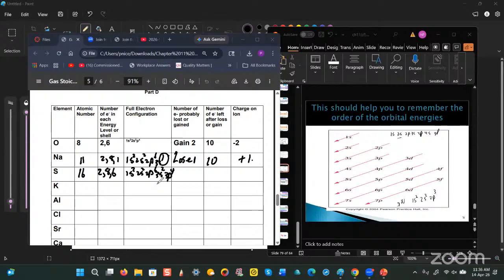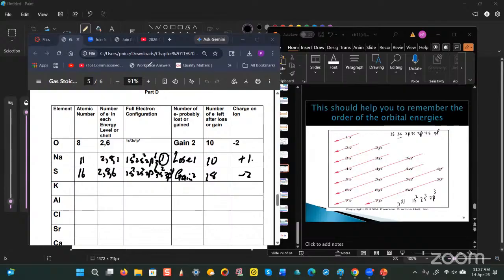Now the next question is, how many electrons will be lost or gained by sulfur to get a full outer shell? It's going to gain 2. So therefore, the number of electrons after that would be what? 18. And what will be the charge? -2. Okay, very good. So based on that, I'm very confident you should be able to complete the rest of this table. It just follows the same idea as in the example that we just looked at.